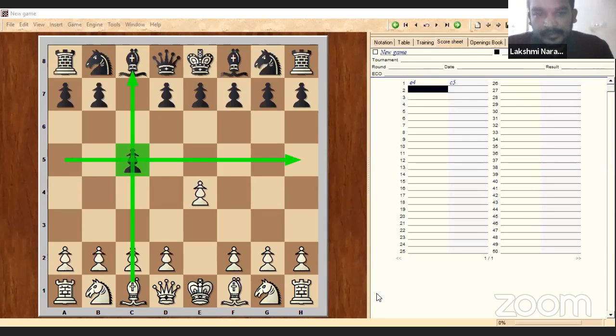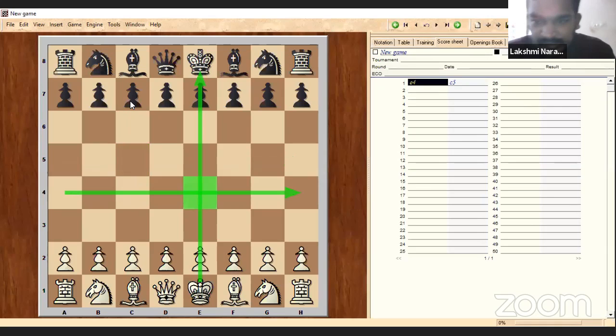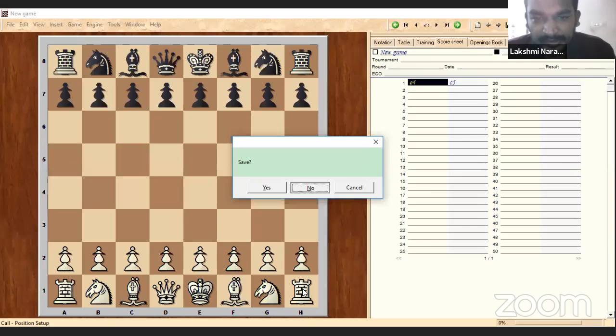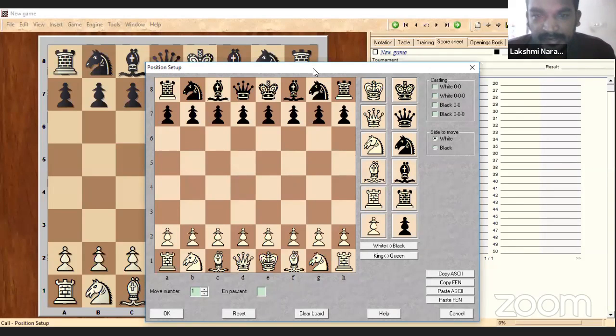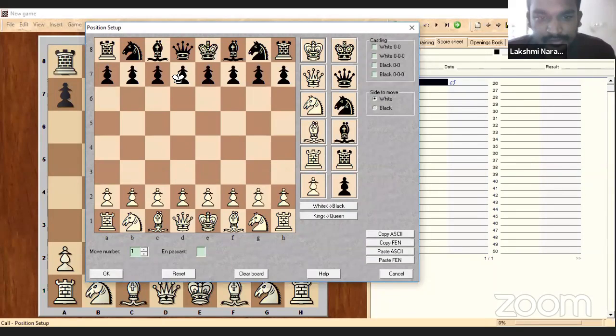Okay then. So we will directly go to some of the instructive positions since these ideas are already known. Okay, so I will just set a position. Now we are going to look about piece coordination. So how to coordinate the pieces. So this is the basic step which you must know. For example, how to coordinate the pieces.